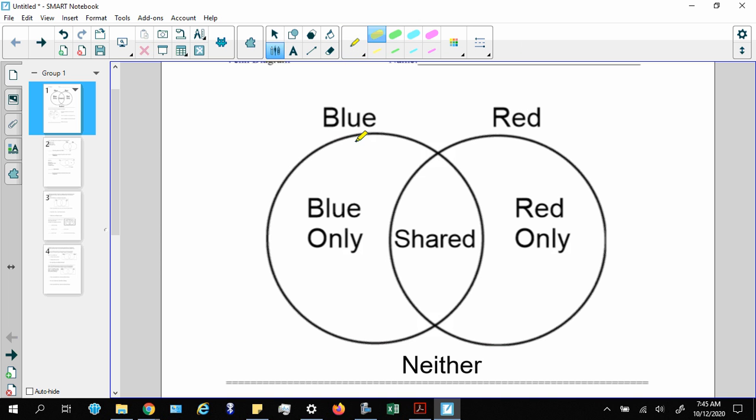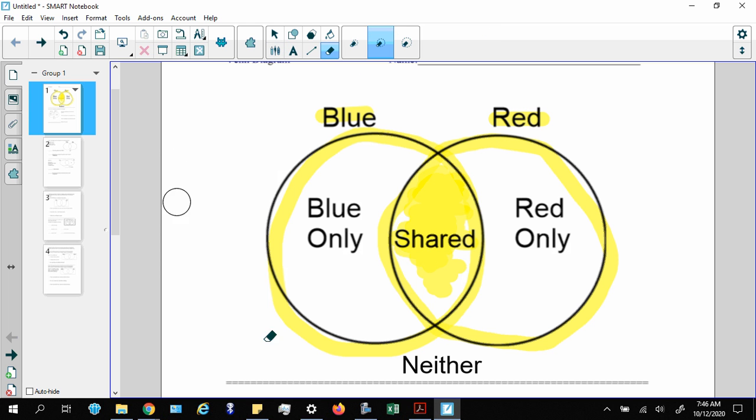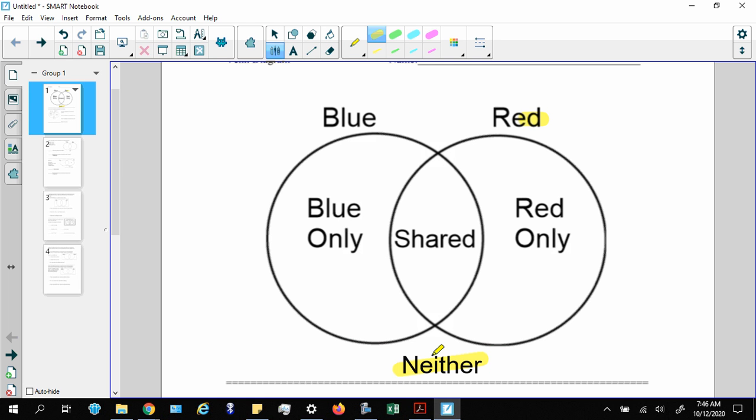Just me kind of explaining. So you have two circles, here's the blue circle, here's the red circle. Where you have overlap, that means the two things being measured here, in this case blue and red, are shared. Whatever has blue and red will be both blue and red over here. Anything outside of the two circles will be neither, which means whatever we're measuring does not have either blue or red.